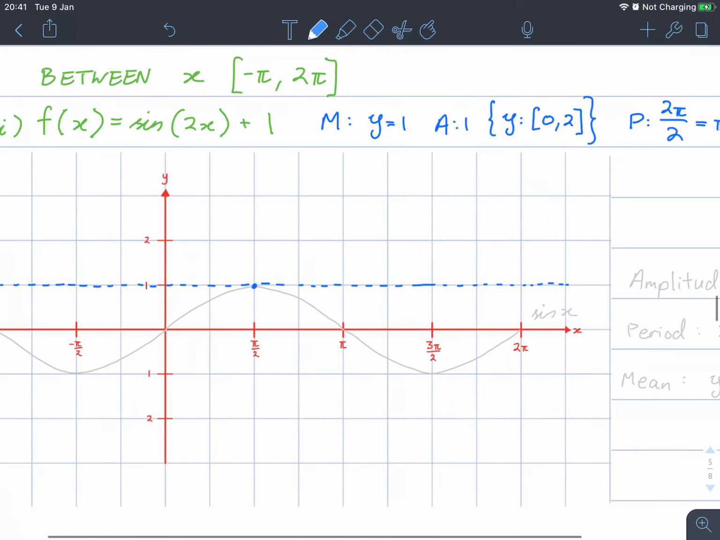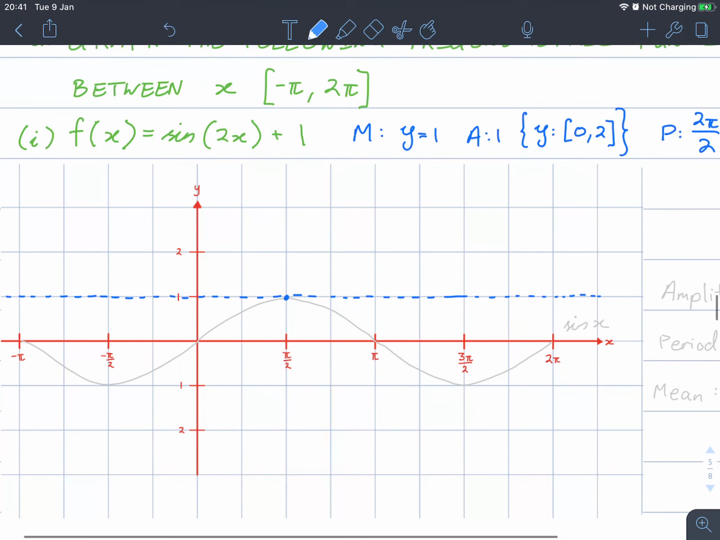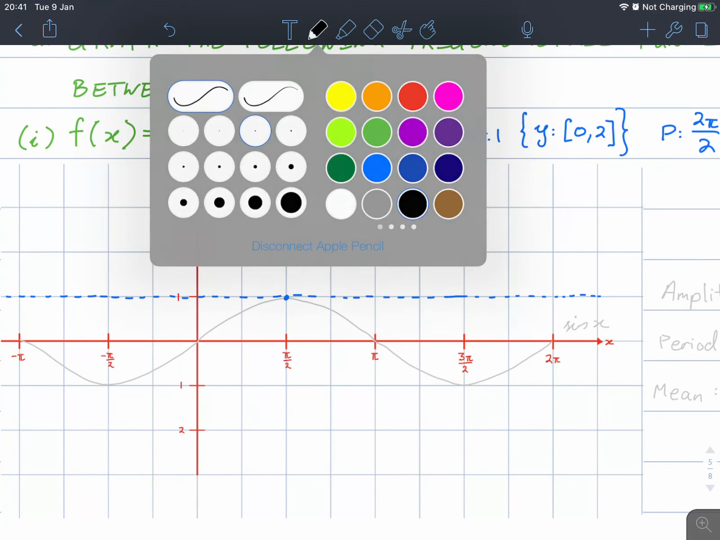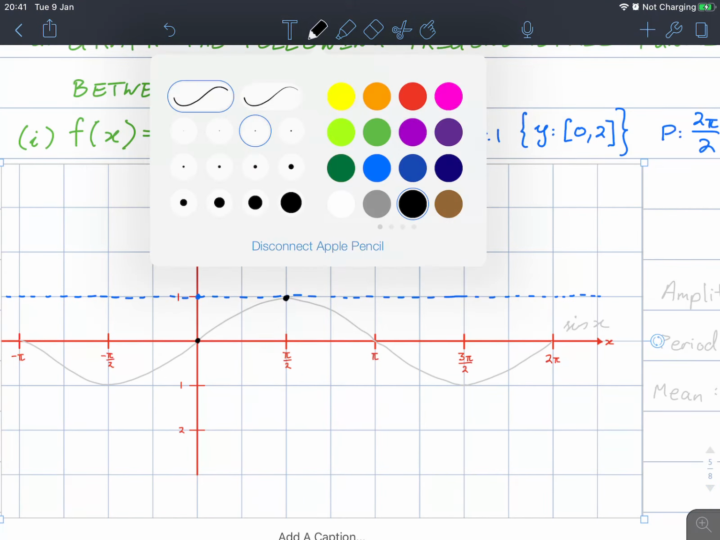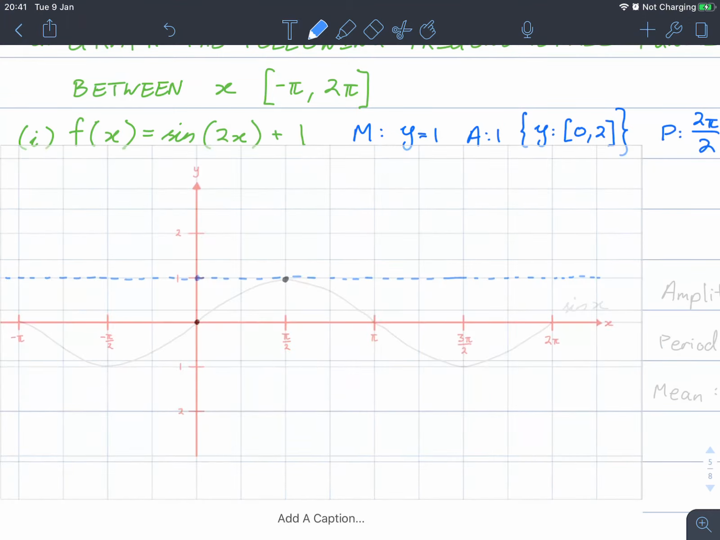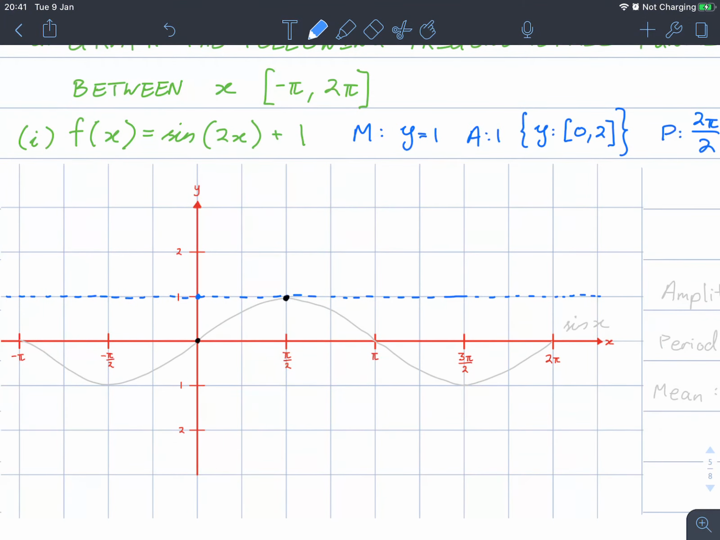Okay, so here we go. Plotting all the critical points. So let's plot this first point here in black. That point will now be at 1. Let's plot this next point. This highest point of pi on 2. Well, it's going to be moved up. Whoops, daisy. It's going to be moved up.